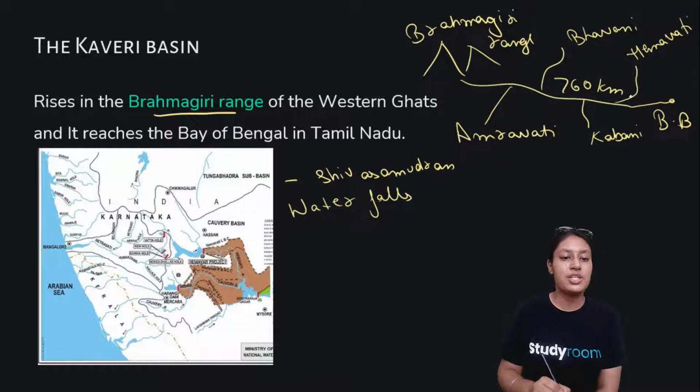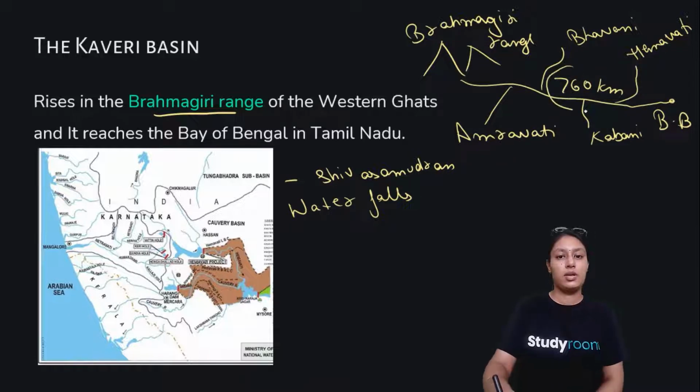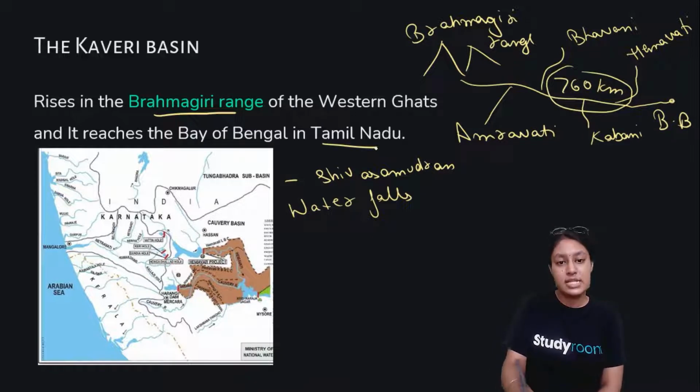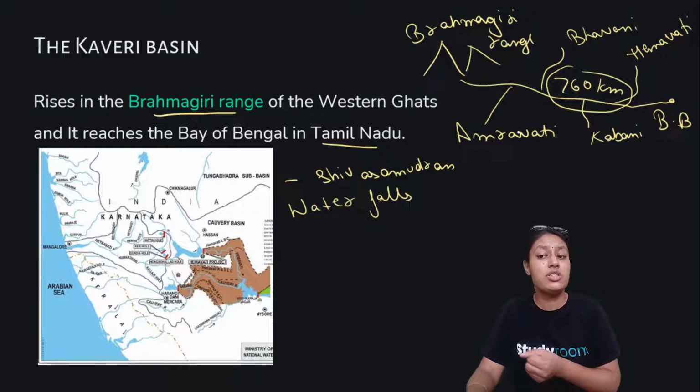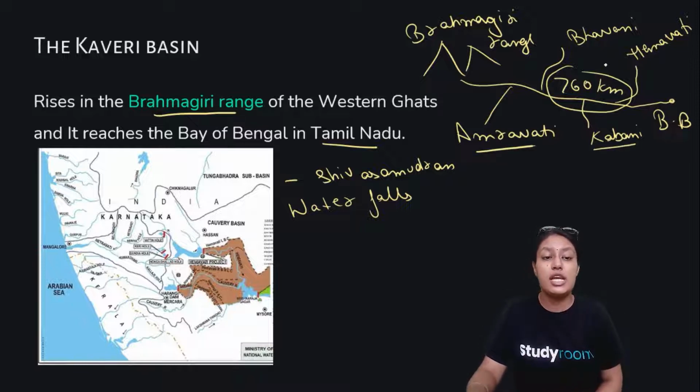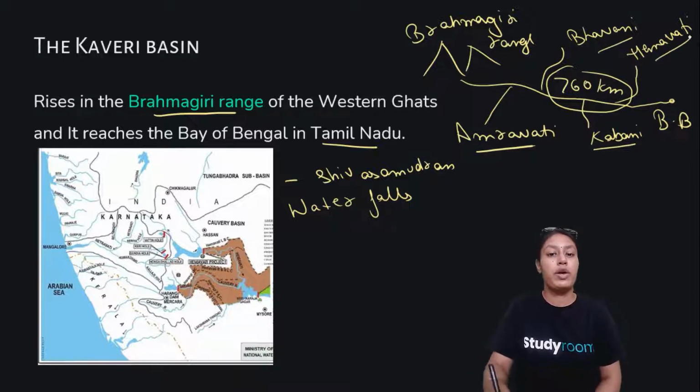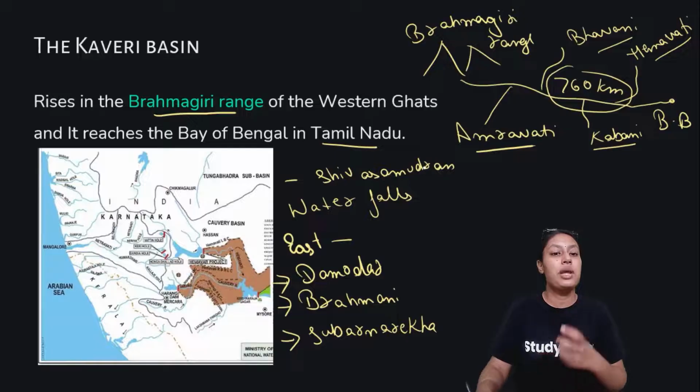Moving on to our next river, which is Kaveri River. Kaveri River originates or rises from the Brahmagiri range, and then it travels a total of 160 kilometers and reaches the Bay of Bengal through Tamil Nadu. It goes from north to south, and the main tributaries of Kaveri Basin are Amravati, Kabani, Bhavani, and Hemavati. These are the major tributaries.